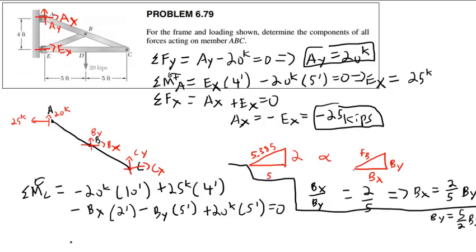Okay, so first let me get rid of all the constants. Negative 20, or let me combine them. Plus 25 times 4 plus 20 times 5. Oh, wow, that's not good. Well, that's not any good.